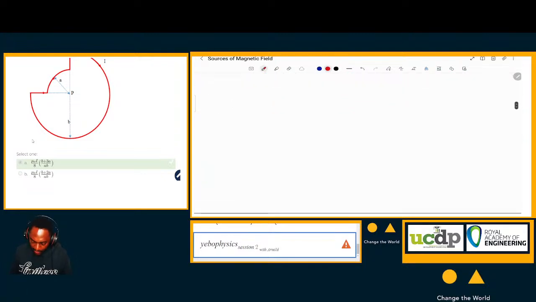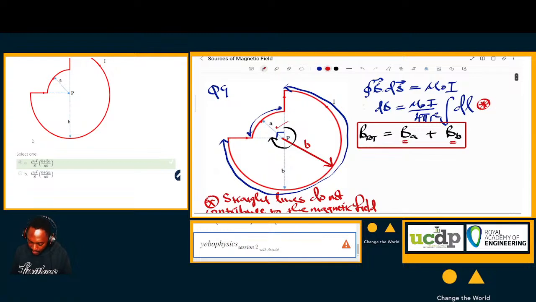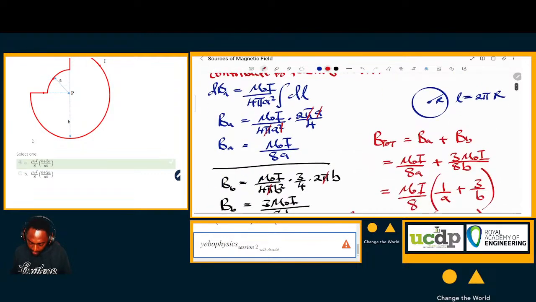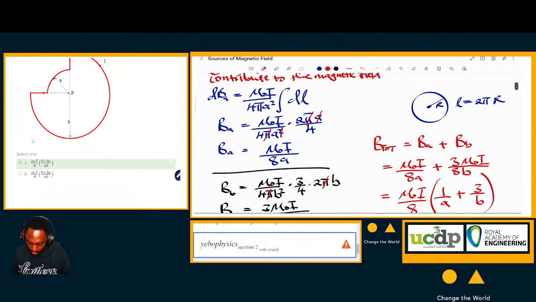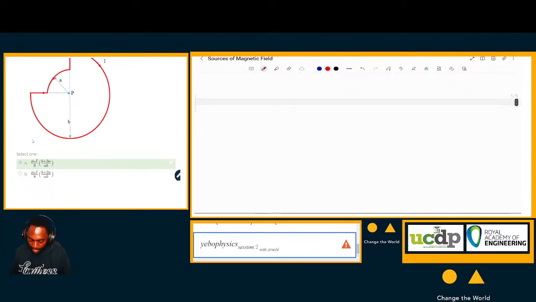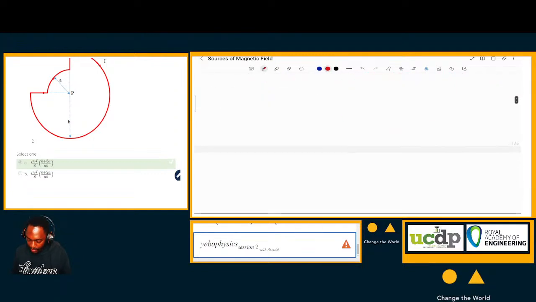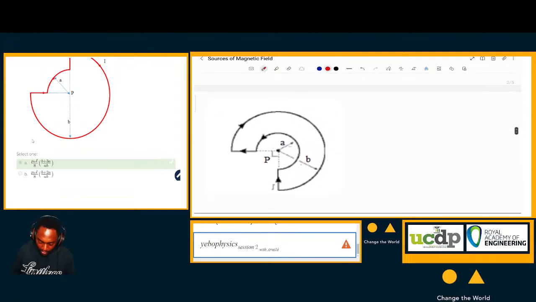So that's number 9. So basically we just used this equation, the Biot-Savart, and remember that straight lines do not contribute to the magnetic field. And then you look at the curved sections of the conductor and solve for BA, solve for B of B, then get the sum, which is the total. Now let's move on to question 10.